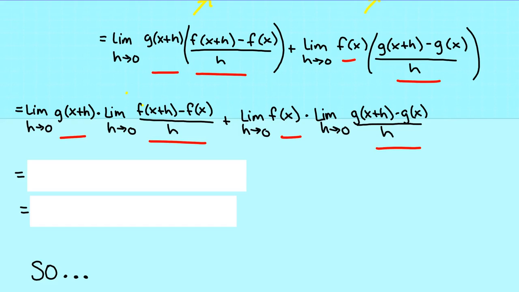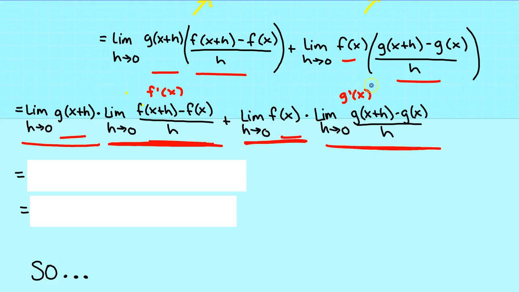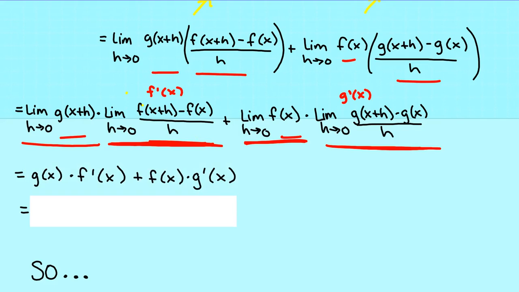Now, let's evaluate these limits. Look at the first one. If you put 0 in for h, you just get g of x. Look at the second one. This is a definition of f prime of x. Look at the third one. There's no place to put the 0 for h, so you just get f of x. And look at the fourth one. This is the definition of g prime of x, the derivative of g. So that means we have g of x times f prime of x plus f of x times g prime of x.